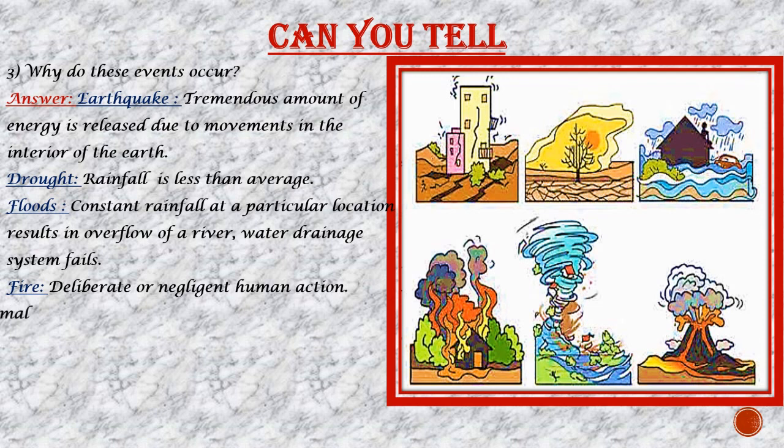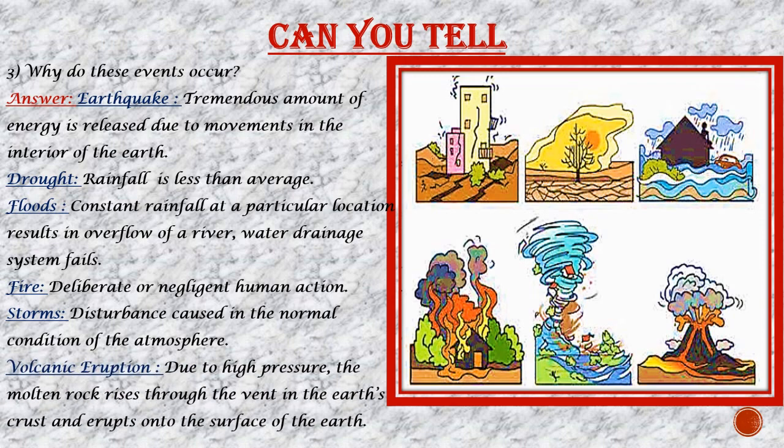Then storms. A storm is a disturbance caused in the normal condition of the atmosphere. Here, the formation of high and low air pressure belts in the atmosphere causes changes in weather which result in strong winds. Then the volcanic eruption. Due to high pressure, the molten rock, which we call magma, rises through the vent in the earth's crust and erupts onto the surface of the earth. This phenomenon is called volcanic eruption.